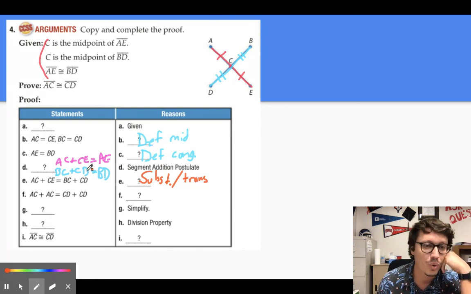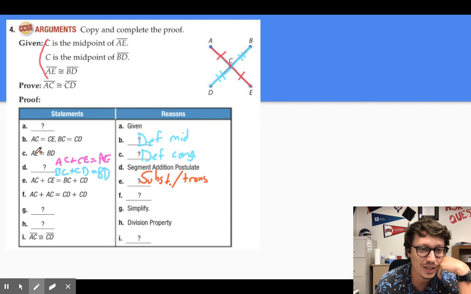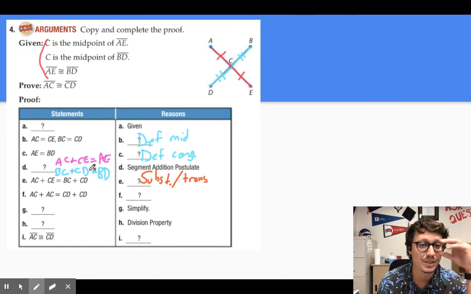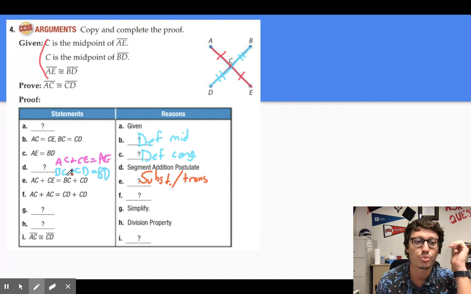And the reason why we can say that, because up here we said that AE is equal to BD. Well, here we said that AE is equal to AC plus CE. So here, AE is just being replaced with AC plus CE. BD is being replaced with BC plus CD, right? So we are substituting. We're just replacing them.